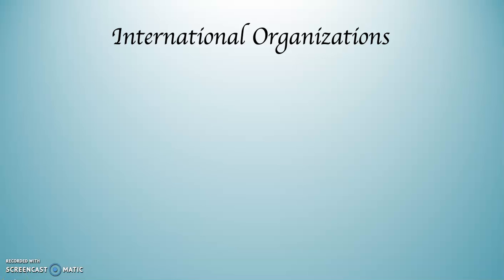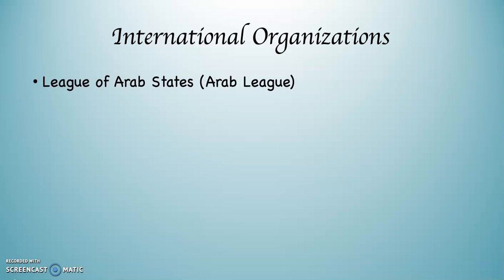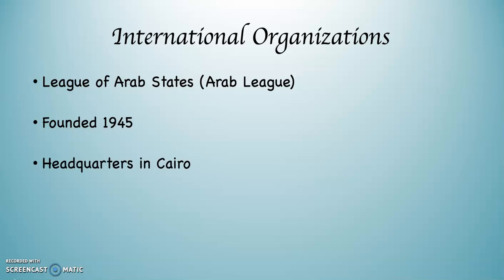There are two major international organizations that have as their center of gravity the Middle East and, to a lesser extent, North Africa. The first of these is the League of Arab States, also known as the Arab League. It was founded in 1945. As we go along through the lessons about the Middle East, you will have a better understanding of that date. Its headquarters are in Cairo, which is the capital of Egypt.